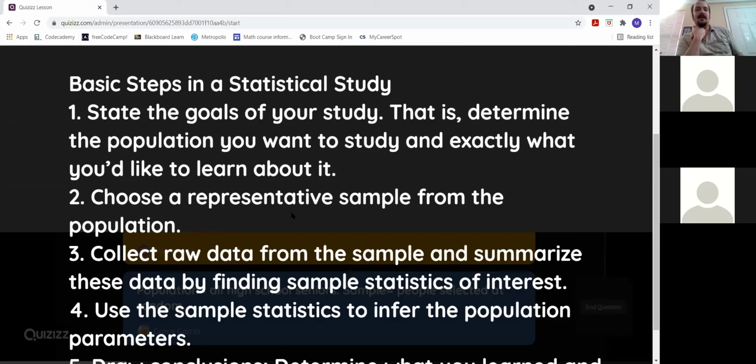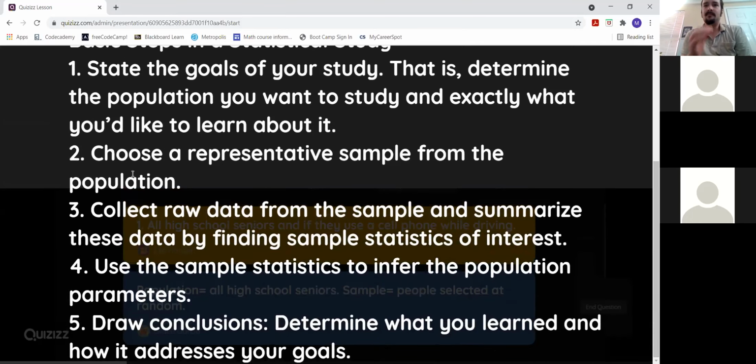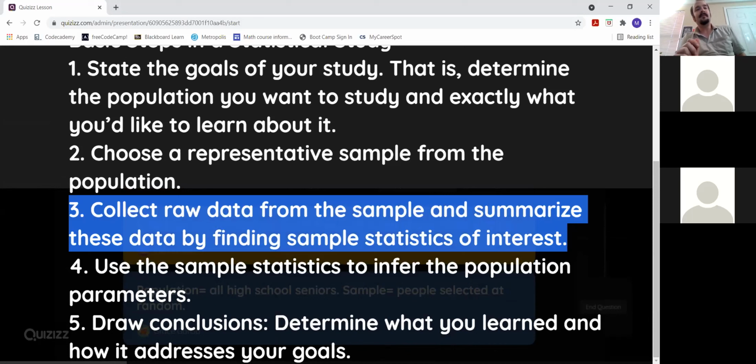So you want to do something that's representative. If you telephone call everyone, then you're biasing toward the people that own telephones, which is almost everyone now. But collect raw data from the sample and summarize this data by finding sample statistics of interest. So if you're going to collect data and you're asking people to admit to something that's probably illegal, you're probably going to want to make it an anonymous survey, something along those lines, right? Something where they're not going to be able to get identified.